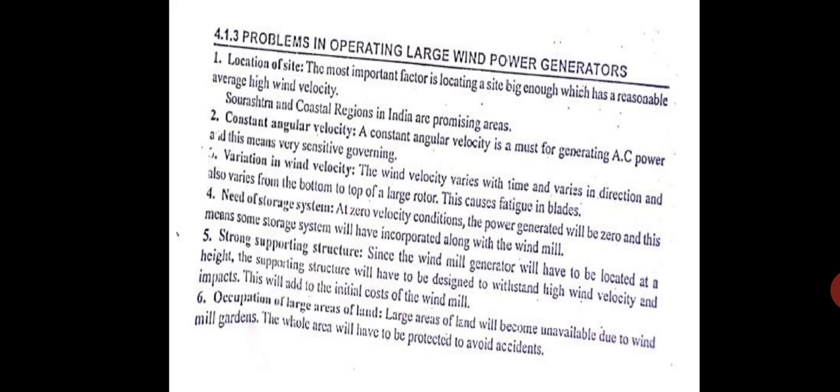So first is the location of the site. Here in India, in the south like Gujarat, Karnataka, Tamil Nadu, a lot of wind is available, and thus a lot of windmills have already been installed. The most important factor is locating a big site which has a reasonably high wind velocity. Especially Saurashtra and coastal regions in India are promising areas. But in coastal areas like Goa and Karwar, we are yet to see installation of windmills.